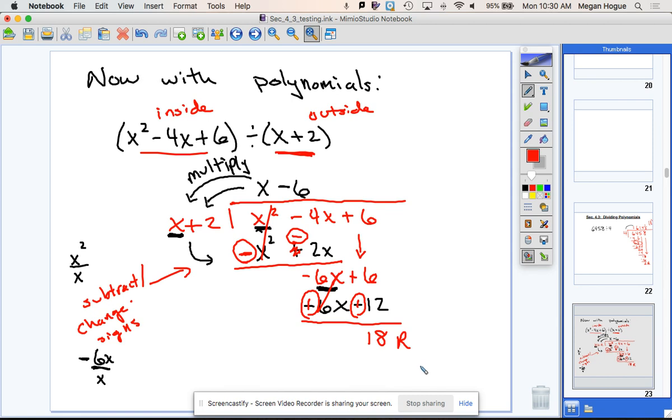Good. Here's the other thing about the remainder that's different than numbers though. When I have a polynomial, I can't just throw 18 over x plus 2 up here just randomly. We're always going to add a remainder in there. And so I'll jot that down. But first let me put this. So we're going to put plus 18 over x plus 2. So we always add the remainder, and it's as a fraction.